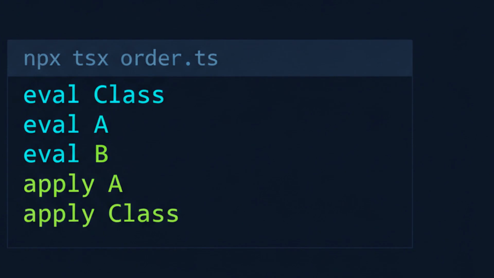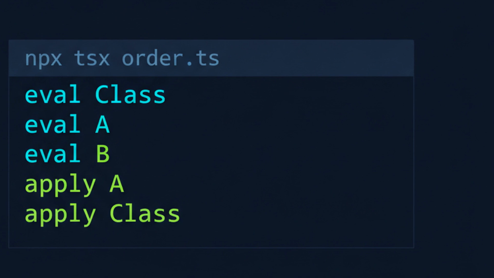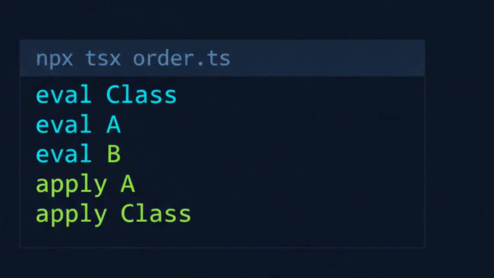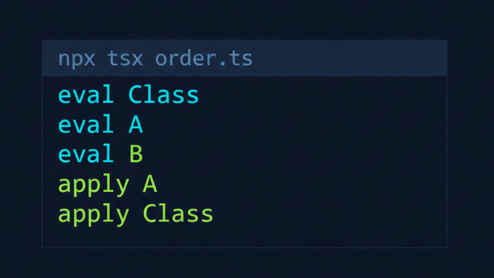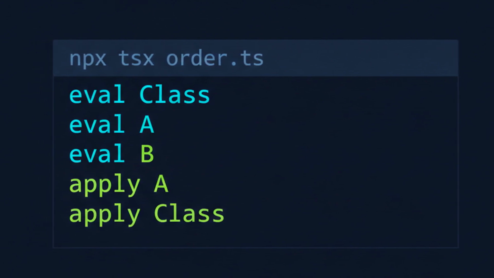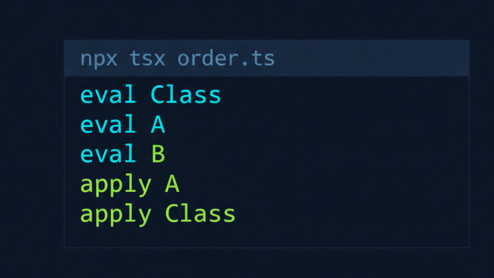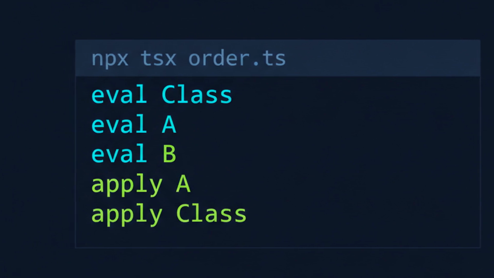Here is the result. All eval lines print first, top to bottom, because expressions are evaluated before anything is applied. Then apply B runs before apply A, bottom up within the stack. The class decorator applies last. Internalize this, and decorator interactions stop being mysterious.